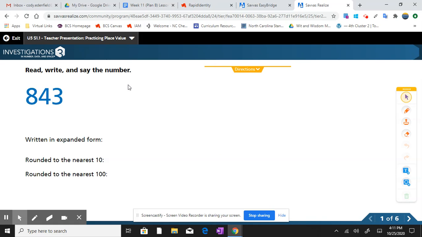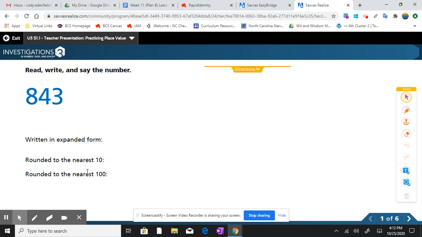Okay, so it says we are going to read, write, and say this number, and then we're going to do these directions down here. So this amount, if you'll read it, go ahead. In your math notebook, if you'll write the amount. Okay, and then I'm going to say the amount, 843.